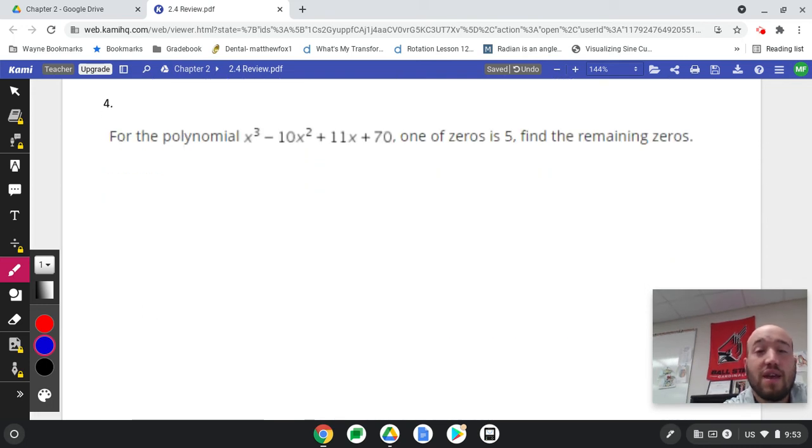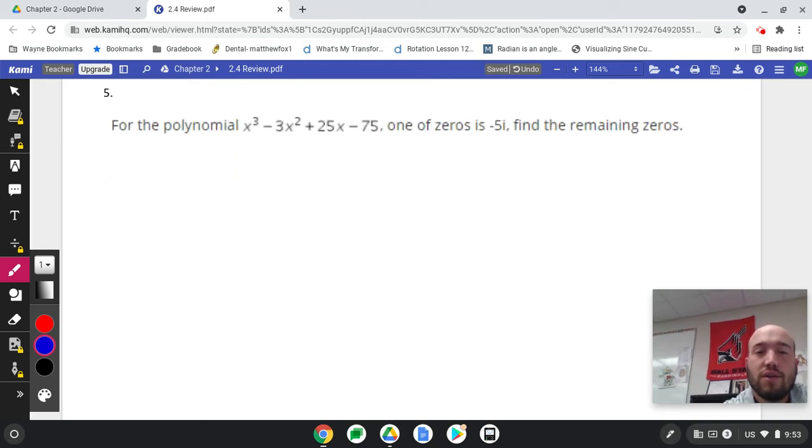So question 4 is the same process. This time they tell us the 0 is 5, so that's what we use outside. The final one I want to talk about, number 5, this one gets a little more interesting because it's an imaginary number there. So we already know one of our zeros.